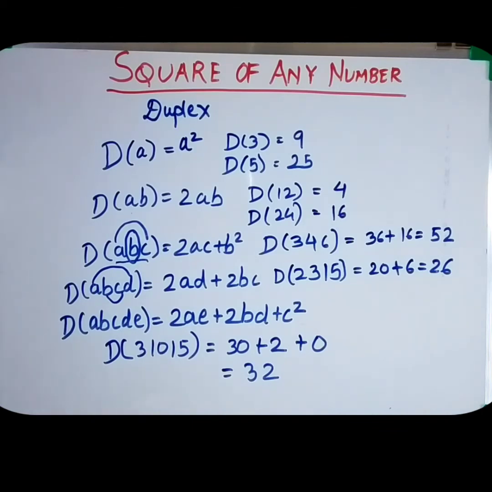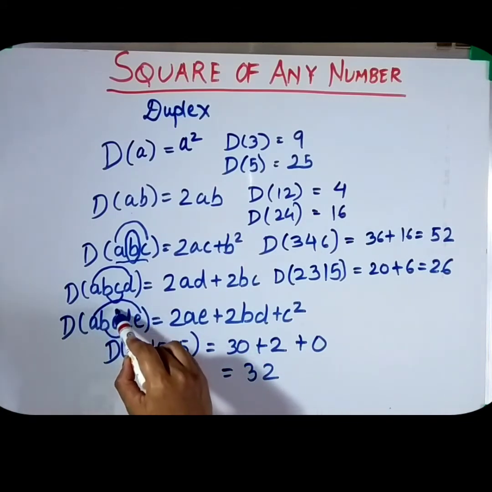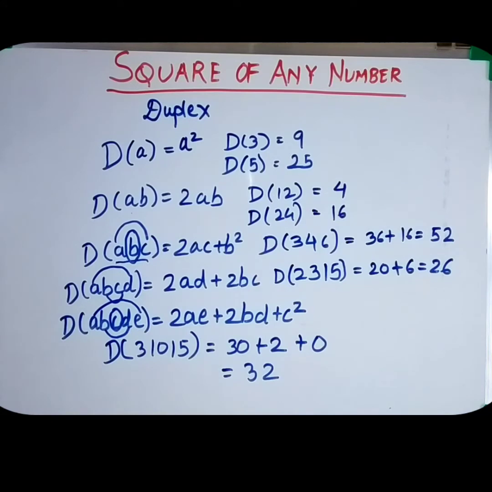Now if the number is 5-digit, see, it is an odd number. So 2 into AE plus 2 into BD and a C square. In this way the duplex formula arrives. So no need to memorize the formula, just understand the concept. Suppose I have to find it for 6-digit, then what will be the formula? A, B, C, D, E, F. So I will take these pairs and multiply them by 2.